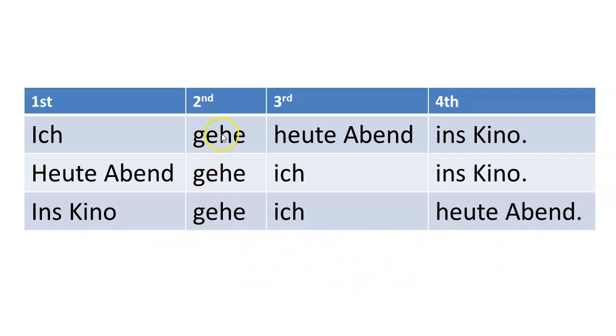Notice that the conjugated verb in all of these cases is in the second position. When I move either the third or the fourth element up to the first position, notice that the subject pronoun immediately follows the verb, because that's an associated rule. The subject pronoun always has to immediately follow the conjugated verb. And those are your options for this one sentence with four positions.